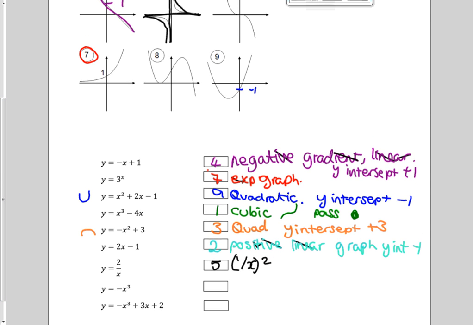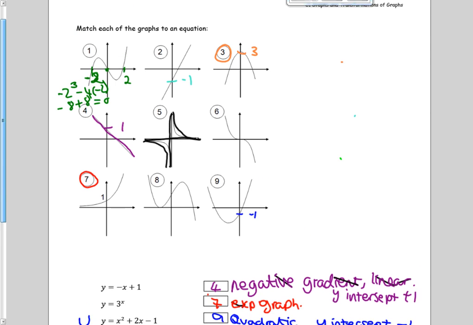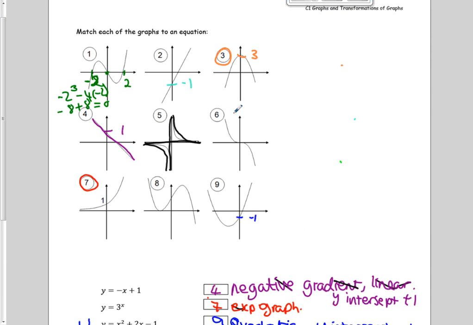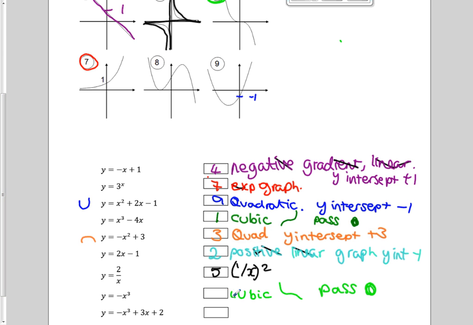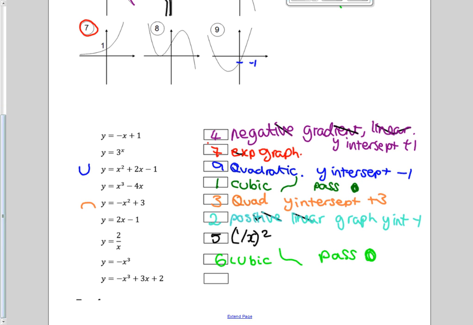So this next one, we have a cubic, which this time is negative. So that means it's going to have this shape, but again, it's going to pass through the origin. So the only graph that has that shape and passes through the origin is number 6. So number 6 is y equals -x cubed.